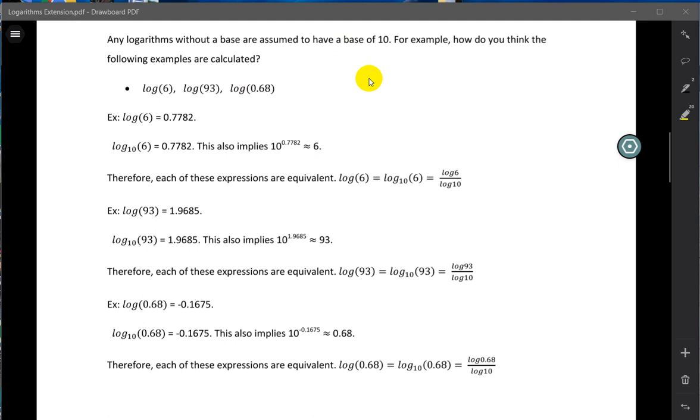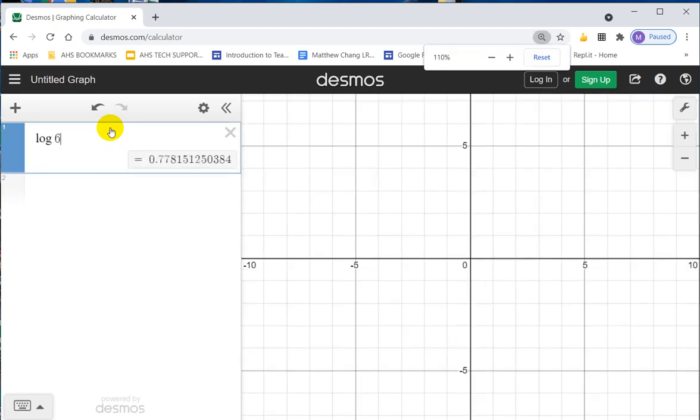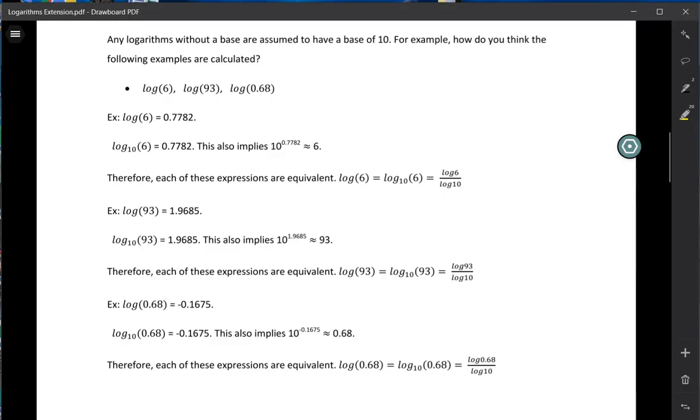Some of you might be wondering, well, how are these examples even calculated? So let's just take this first example. Let's say we wanted to find log of 6. As you can see there, how is it even getting this number in the first place? Basically what I want to get across here is any logarithms without a base here are assumed to have a base of 10.